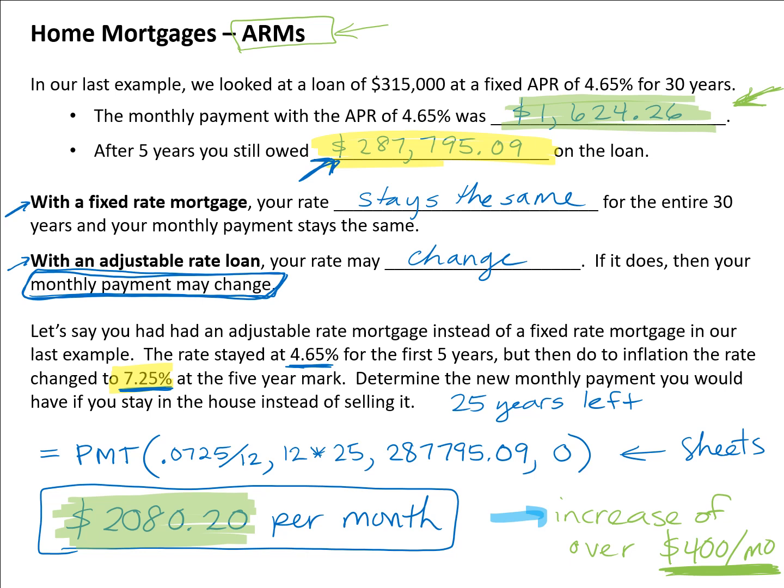But if you know you're going to be in it for 30 years and you have a low rate to begin with, the chances are that rate may go up. And if it does, your monthly payment will go up. And that can be really hard to deal with. So watch out for that. Make sure when you're looking at home mortgages, you consider whether it's a fixed rate or an adjustable rate loan.